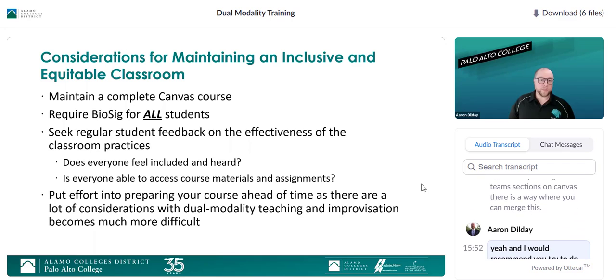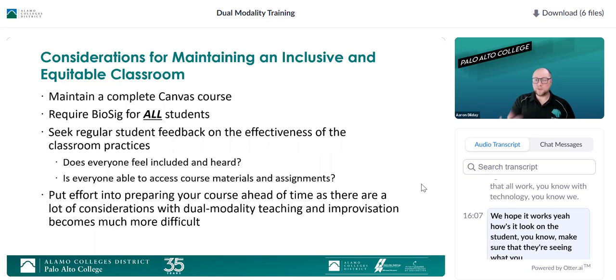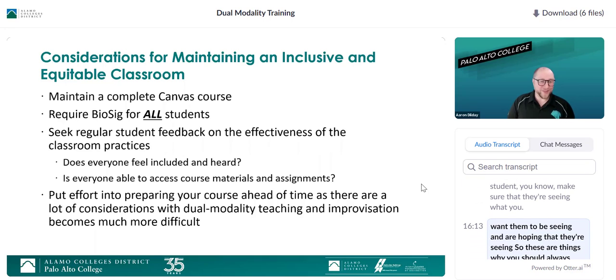Absolutely. Yeah, and I would recommend you try to do that. I think it's probably less confusing if you do it by your class and combine those Roomers and Zoomers into one section if you can. But again, check to make sure that it all works. You know, with technology, we hope it works. But yeah, how's it look on the student end? Make sure that they're seeing what you want them to be seeing and are hoping that they're seeing.